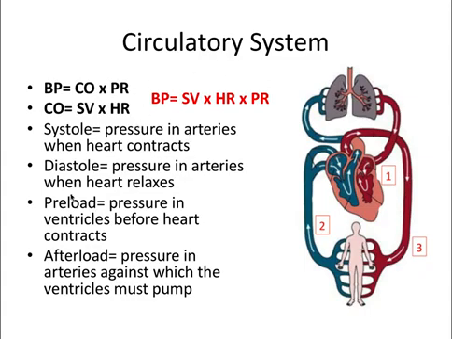Now let's talk about some other important definitions. Systole refers to the pressure in the arteries when the heart contracts. Diastole is the pressure in the arteries when the heart relaxes. So when you take a blood pressure on a patient or yourself, if you get a value like 120/80, that's the systolic blood pressure over the diastolic blood pressure. So the pressure in the system when the heart's contracting and the pressure in the system when the heart's relaxing. And that's specifically in the arteries.